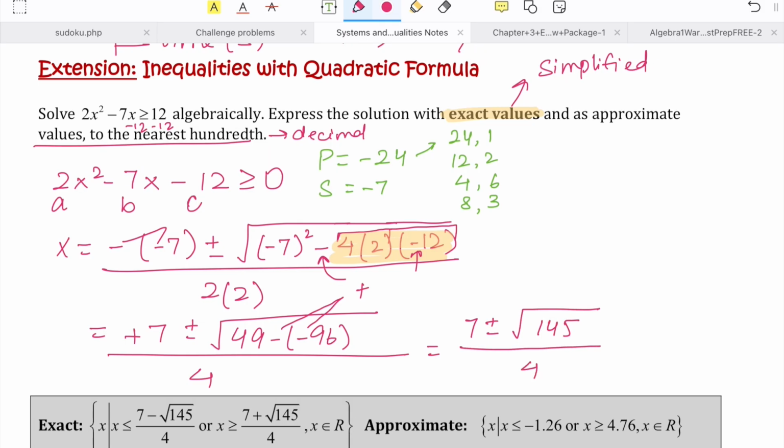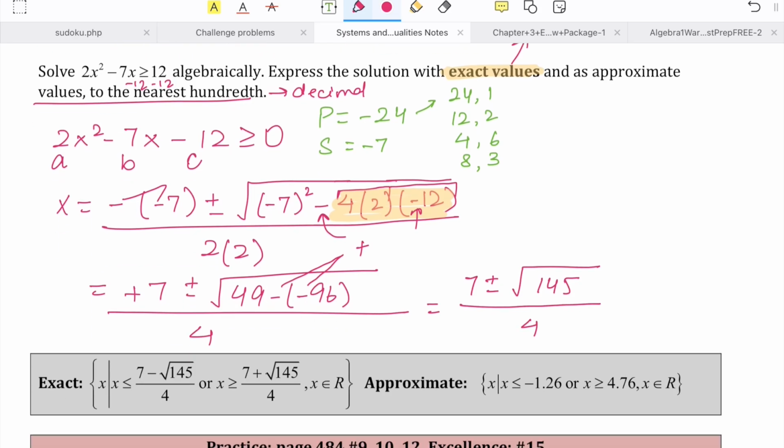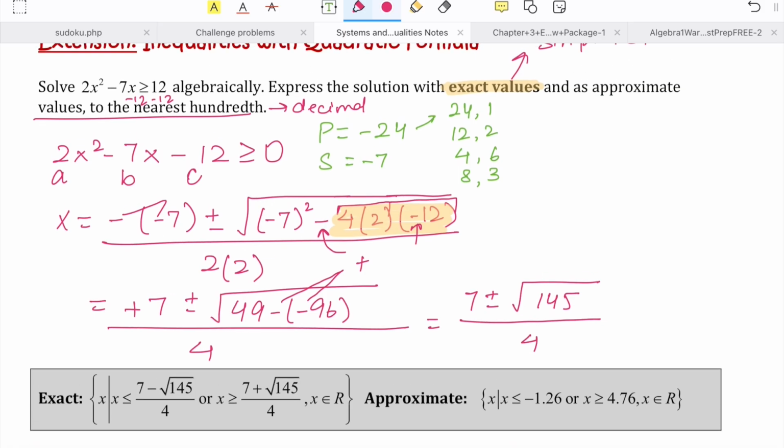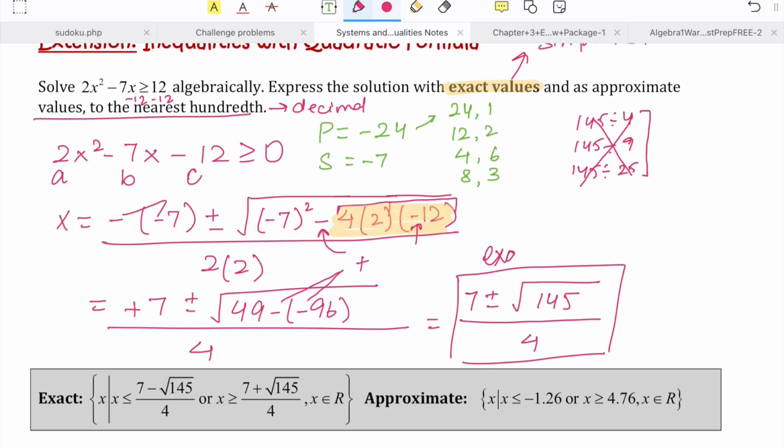over 4. Now, I need to figure out if it can be reduced into a radical or not. In this case, I can look at my perfect squares. I can divide 145 by 4. Doesn't work. 145 by 9. Doesn't work. 25 and so on. When you divide by a perfect square and you figure out it's not gonna work, this is its simplified exact value.